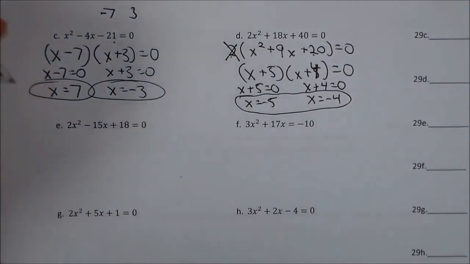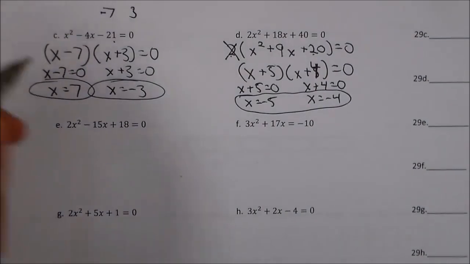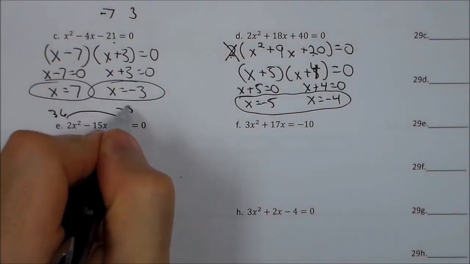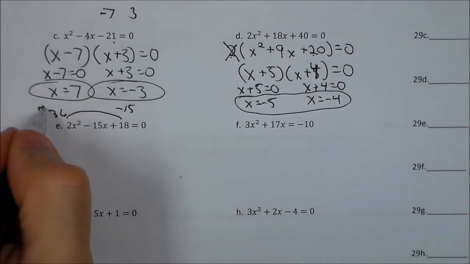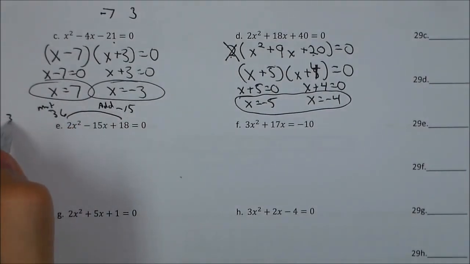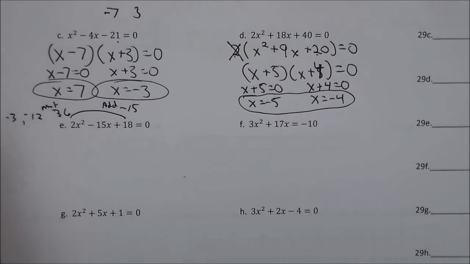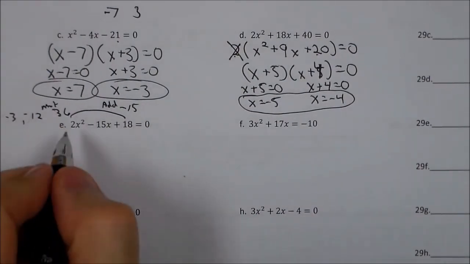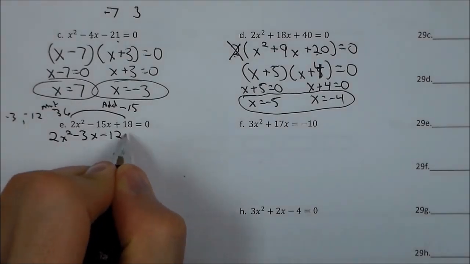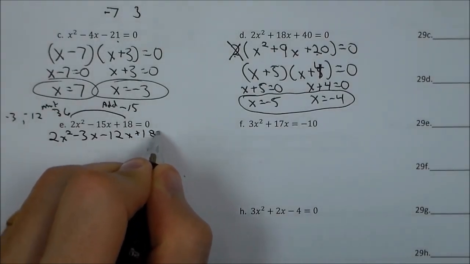For E, we need to factor this one. Multiplies to 36, adds to negative 15. Let's see, 36, we could do like 3 and 12, and if they're both negative, they would then add up to negative 15 and multiply to 36. So by factoring this one, we're going to go 2x squared minus 3x minus 12x plus 18 equals 0.